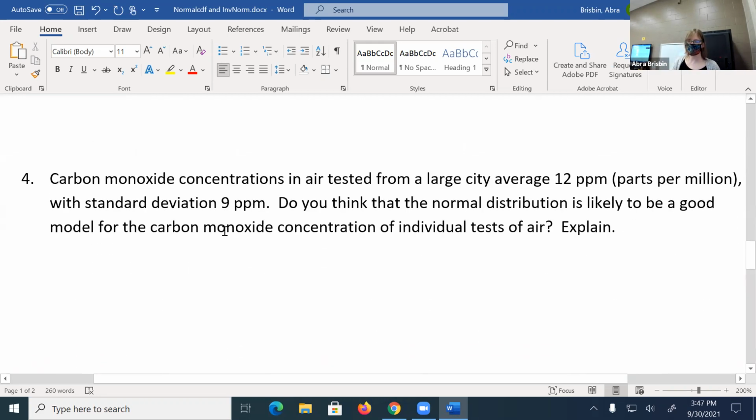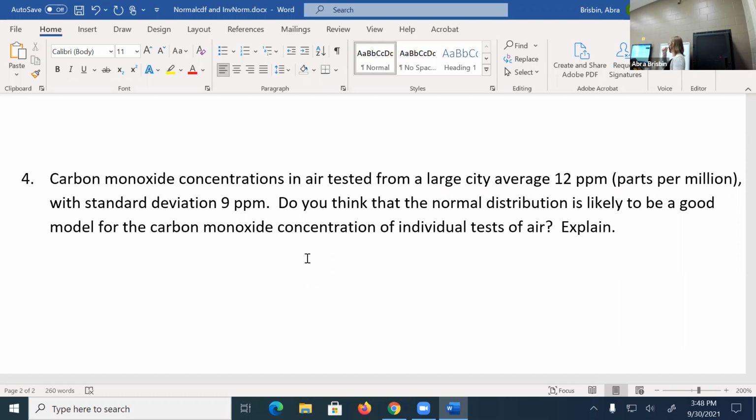All right. And then for number 4, do you think that the normal distribution is likely to be a good model for the carbon monoxide concentration of individual tests of air? Let's do thumbs up for yes, thumbs down for no. Yeah, why is it thumbs down? Yeah, these aren't averages. These are individual observations. So the individual data points, like if we made a dot plot, each dot would be one test of air. So that could have any distribution. It could be normal. It could be skewed either right or left.